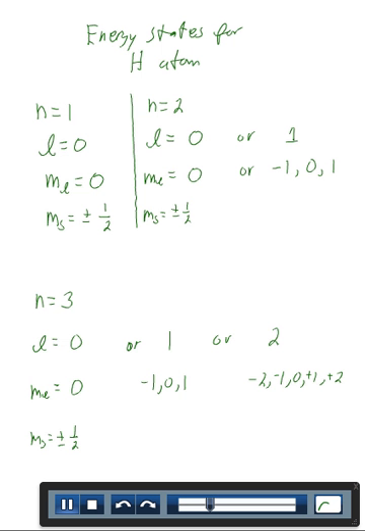So what this shows is that, say for the n equal 3 level, L can have 3 separate values. M sub L can have 1, 3, or 5 separate values, depending on the L value. So there are a multitude of energy states available for each n value greater than 1.